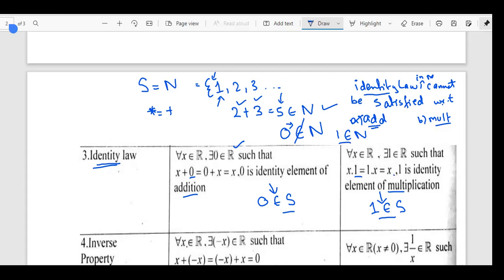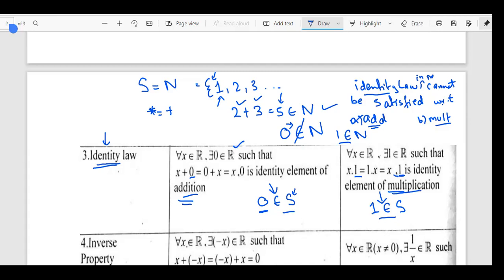So very well said. You are 100% correct. Just know you don't have to learn any definitions or stuff like that for MCQs, okay? You should just know that if you have 0 in your set, it means that the identity law would be satisfied with respect to addition, because 0 is the identity with respect to addition and 1 is the identity with respect to multiplication, right?